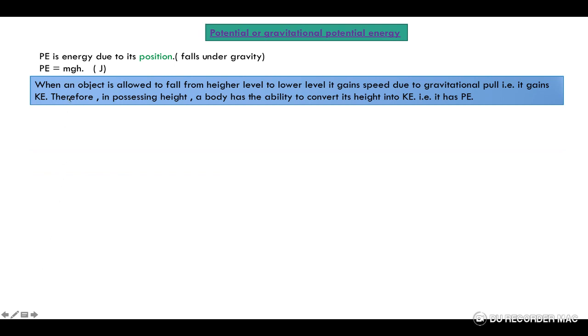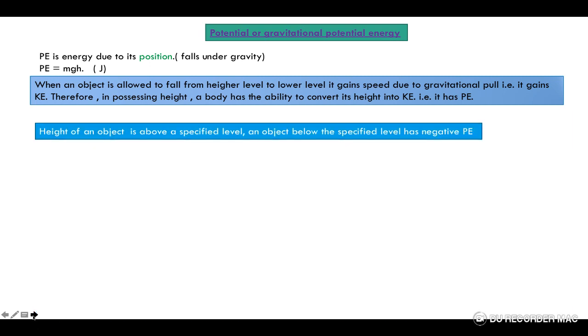So dear students, when an object is allowed to fall from a higher level to a lower level, it gains speed due to gravitational pull. That is, it gains kinetic energy. We can say that when an object is falling, its potential energy is decreasing and its kinetic energy is increasing. So the height of an object is above a specified level. Generally, it is mentioned in the question, and below that level, your potential energy will be negative.